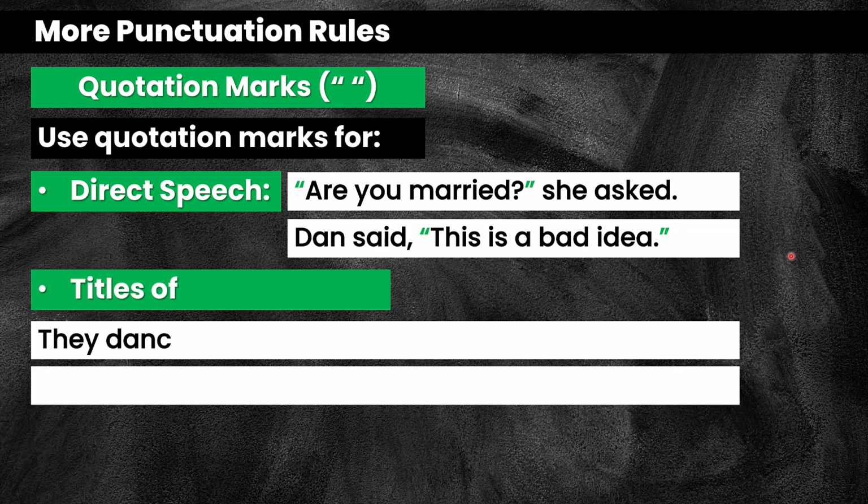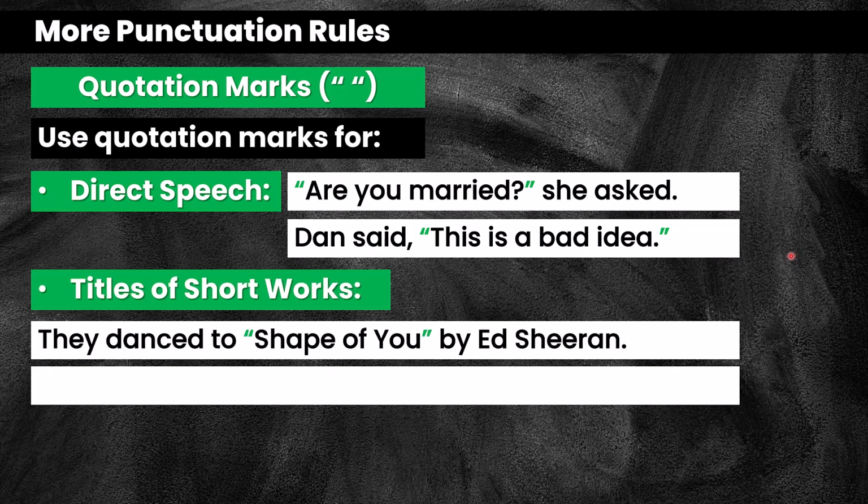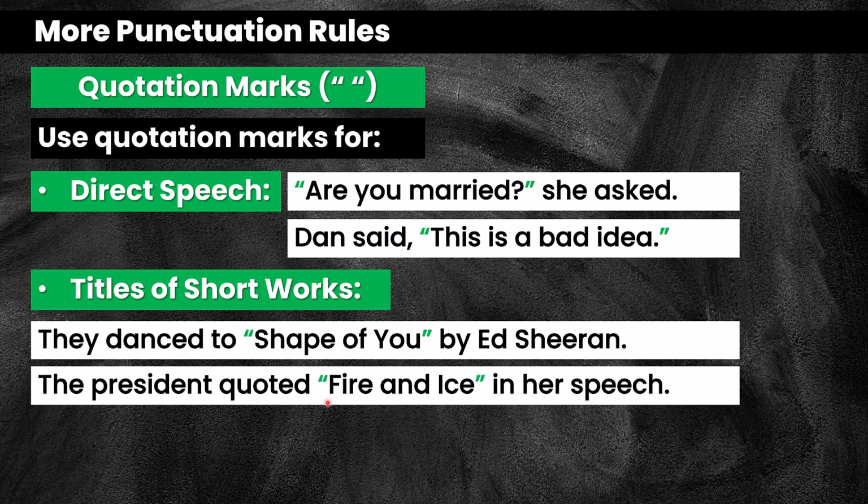We also use quotation marks when referring to titles of short works. For example, songs or poems. They danced to "Shape of You" by Ed Sheeran. Because this is a title of a song, we have to put this in opening and closing quotation marks. The president quoted "Fire and Ice" in her speech.